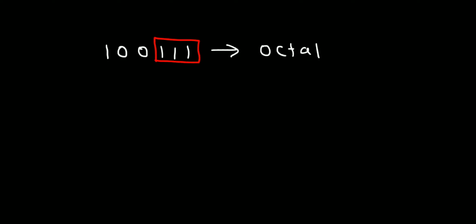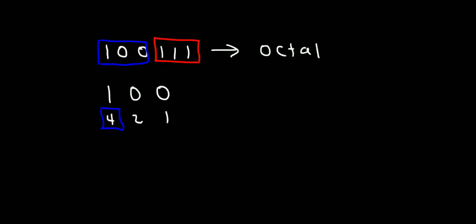Now with the help of a second example, this will be more clear to you. 100111, this we have to change into the octal number system. Now again we will form groups of 3 numbers, so that 3 and this 3. We will start grouping the numbers from the right hand side.